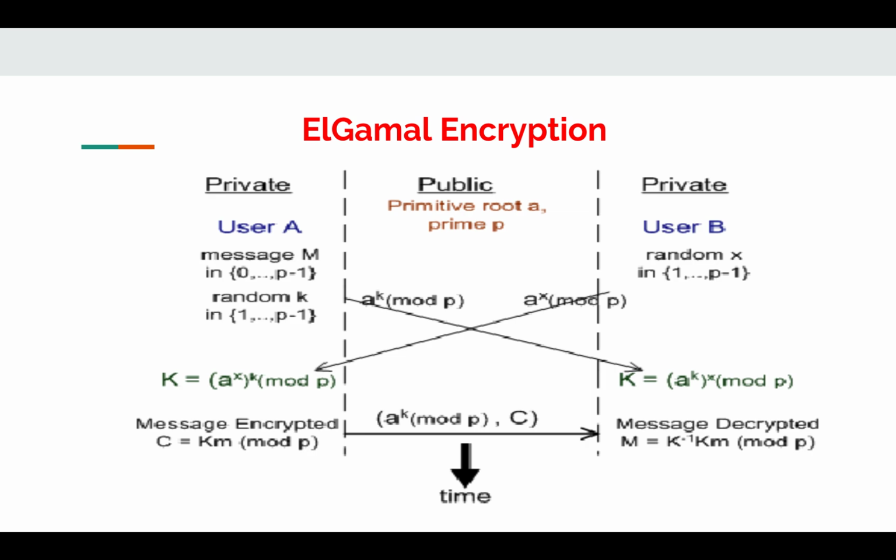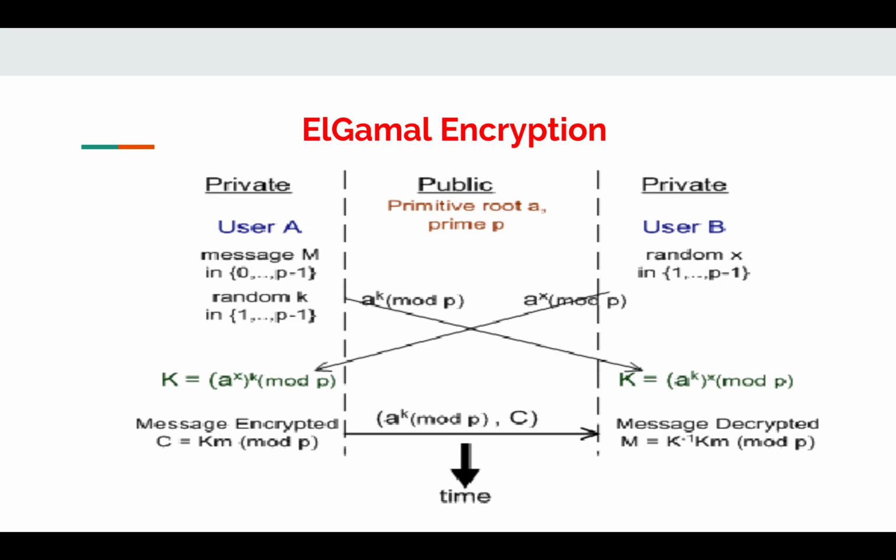Once they have it, user A takes that value and raises it to his private key, which he chose before, and does the same thing modulo p, as you can see here. Once user B gets a to the k mod p, he does the same thing. He raises it to his own key, which is x: a to the k to the x, and then mod p.